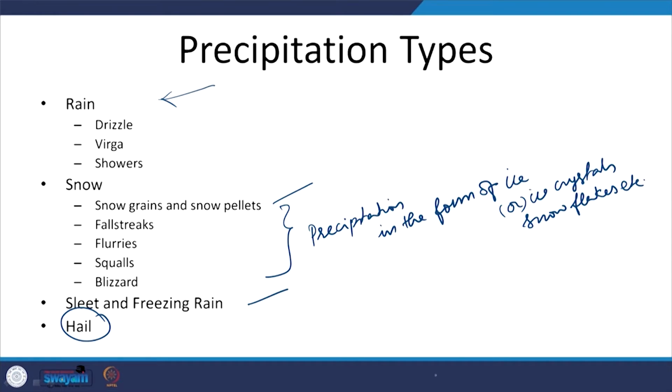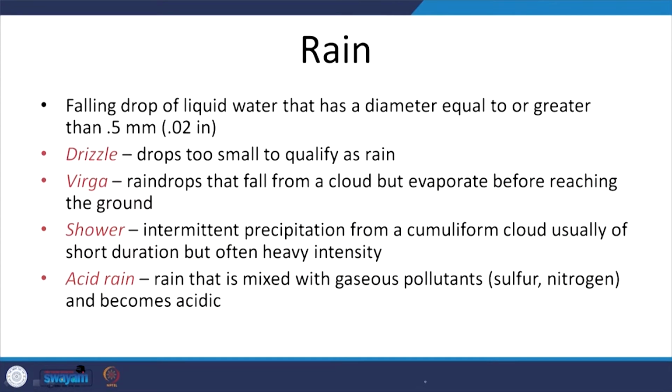So, we will try to understand how these different forms of precipitation differ physically in appearance, and what the various conditions are under which each type of precipitation may occur, right. So, let us say rain. Rain is the most known form of precipitation that we see very often, right. A falling drop of liquid water that has a diameter equal to or greater than 0.5 millimeters or 0.02 inch can be classified as rain.